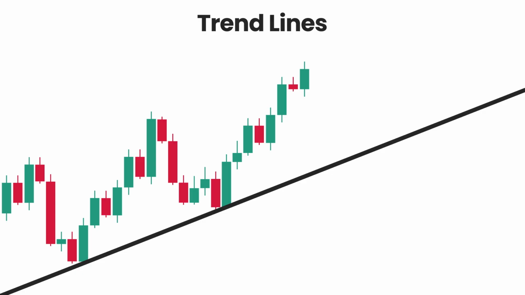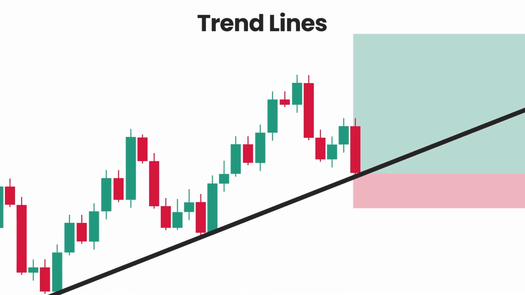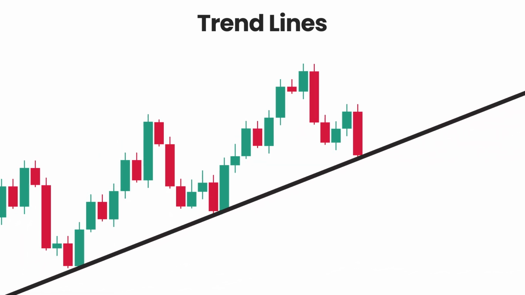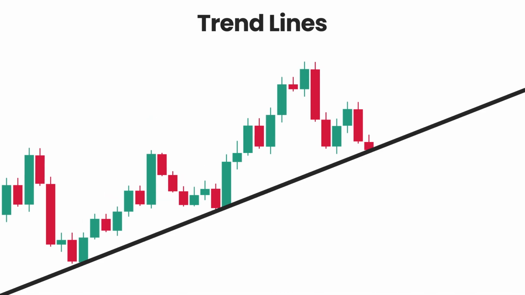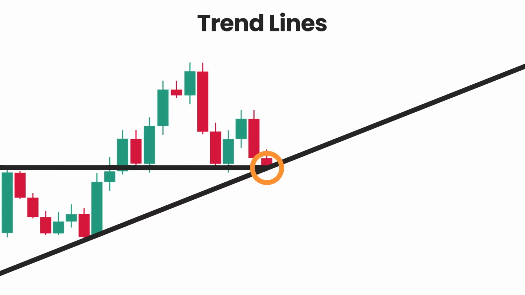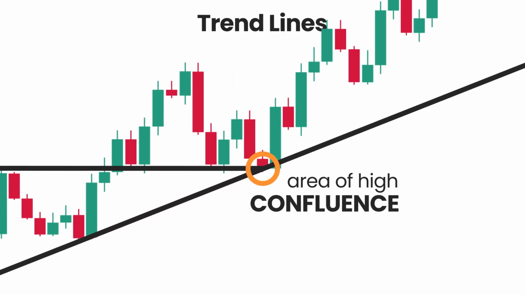Trend lines can help traders identify the trend direction, and they can also be used to find possible entries when price retraces back into the line. Many traders like trend lines because they are simple to use and easy to combine with other concepts. For example, if a trend line lines up with support or demand, that area may become even more interesting for traders. It's usually called an area of high confluence.